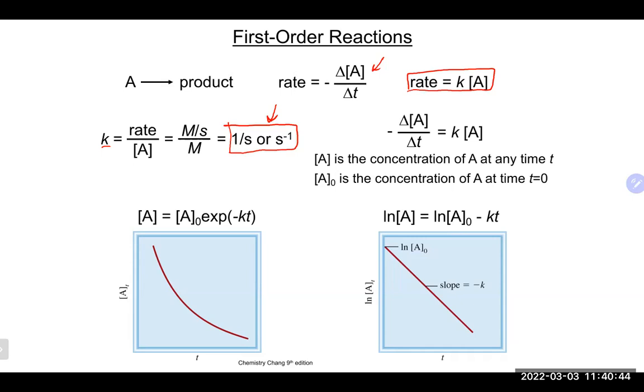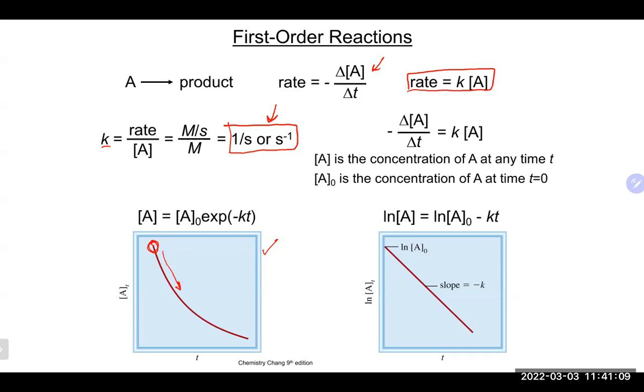Now, there are really 2 graphs that are associated with first order. This one on the left here is the concentration versus time. And in a first order reaction, what we do see is at the start, we have a lot of reactants. As time goes on, we do see a decrease, obviously, in the amount of reactants that are occurring.